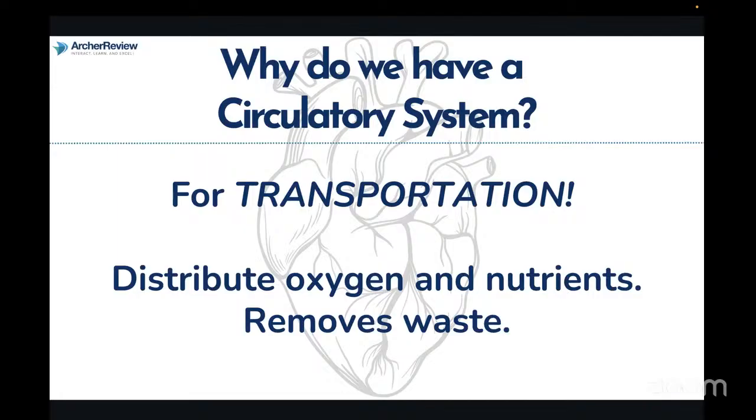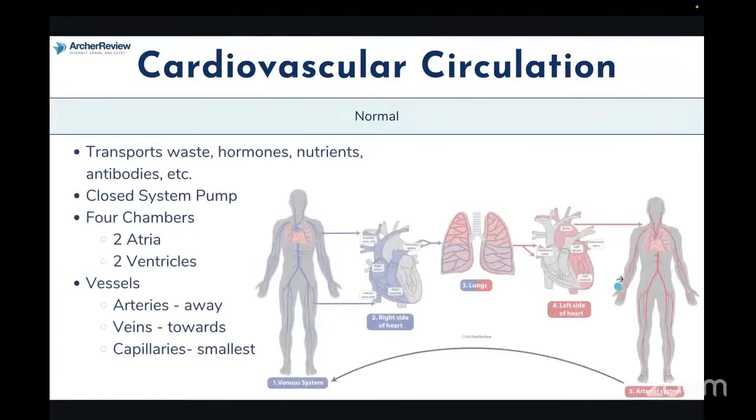Our circulatory system is our transportation system in our body. But it transports what, then? It transports oxygen, as we just talked about, for cellular respiration, but it also transports nutrients. And the circulatory system will help to transport and remove waste. So our cardiovascular circulation transports waste, hormones, nutrients, antibodies.